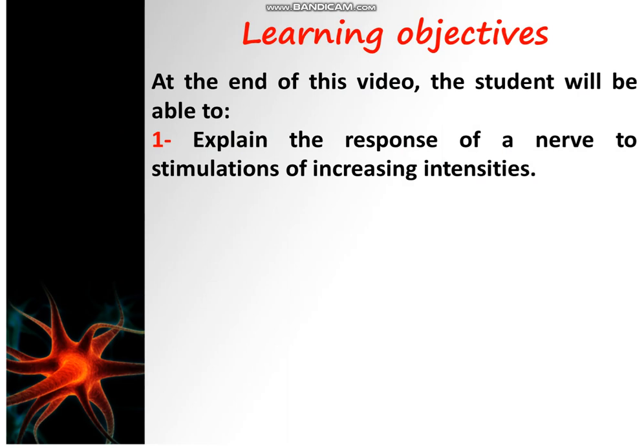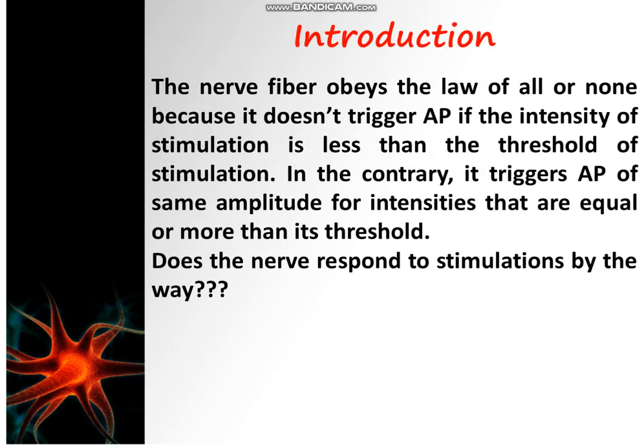The nerve fiber obeys the law of all or none because it doesn't trigger an action potential if the intensity of stimulation is less than the threshold of stimulation. On the contrary, it triggers action potentials of the same amplitude for intensities that are equal to or more than its threshold. Does the nerve respond to stimulations in the same way? Let's see.